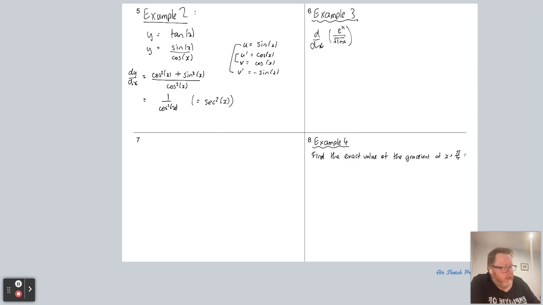There you go. Example 3: d by dx of e to the x divided by the square root of 1 plus x.